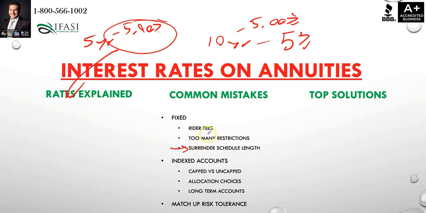And those are really the main things to realize on a fixed account basis. What are the rider fees? What's my overall net? Are there any sorts of restrictions? What are those restrictions? Does it really make mathematical sense to do it? Or are those restrictions really not that big of an issue for you? And then really that surrender schedule length.